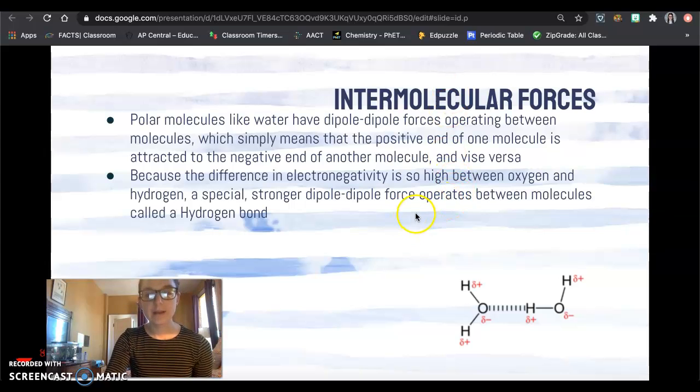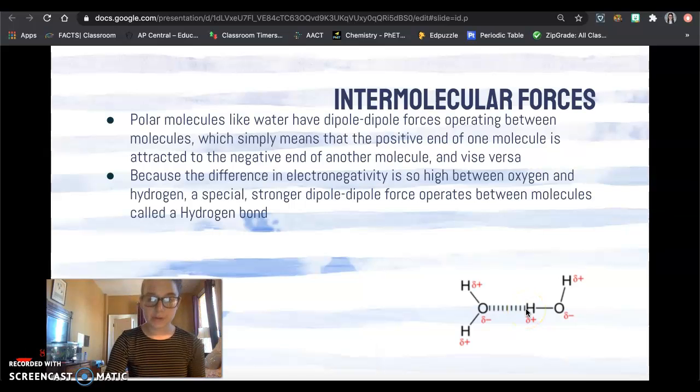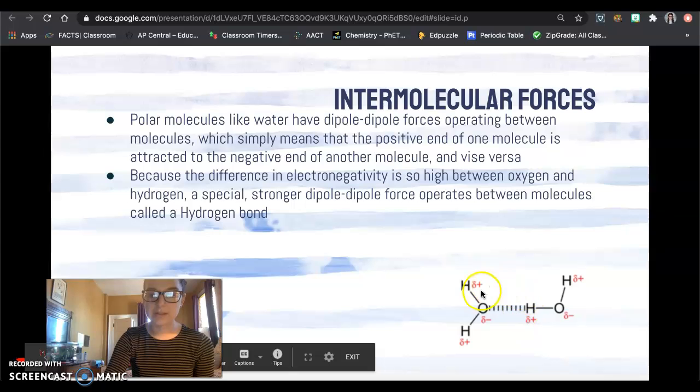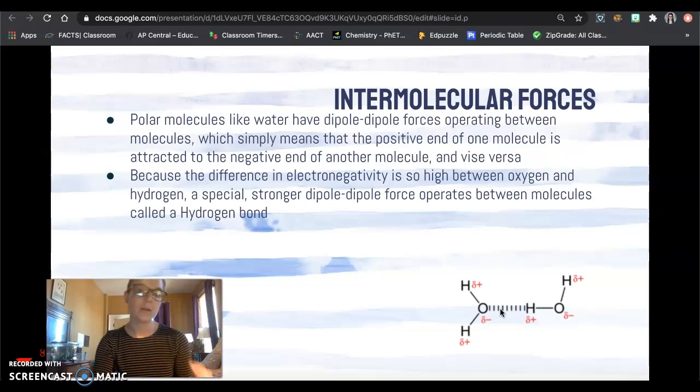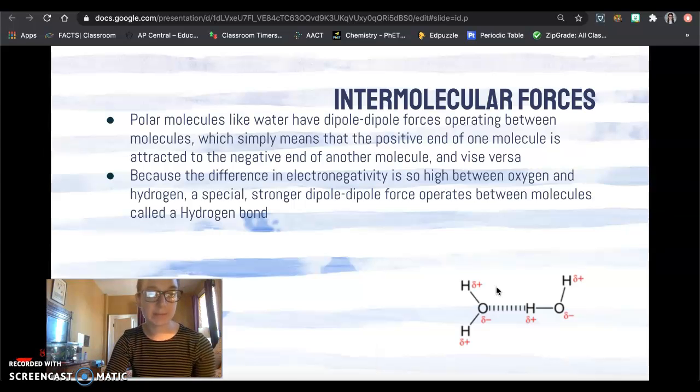So that means that when we have 2 molecules that are dipoles, so for example 2 water molecules, both of them are dipoles, the partial negative end is attracted to the partial positive end, and vice versa. So opposites attract. And this dotted line here represents the intermolecular force, the dipole-dipole force. Not all dipole-dipole forces are hydrogen bonds, but there is a special subcategory of dipole-dipole called hydrogen bonding, and that is a very strong dipole-dipole force.